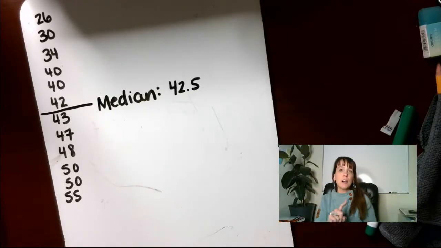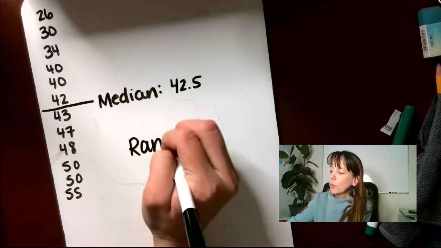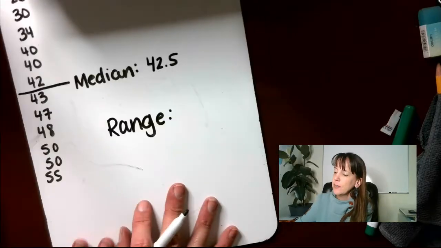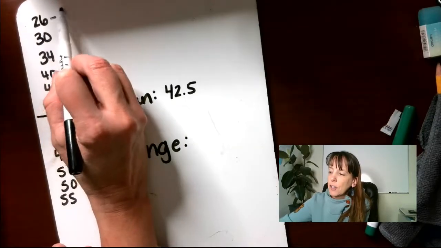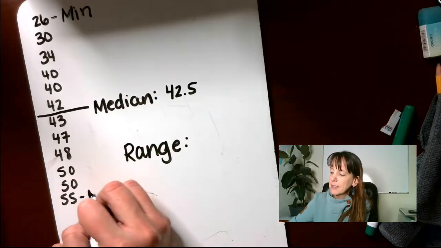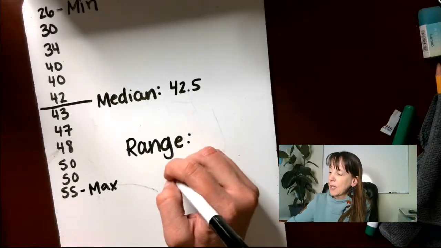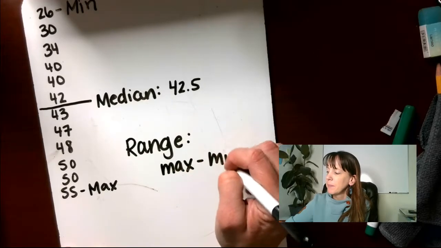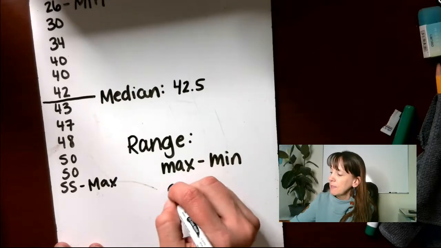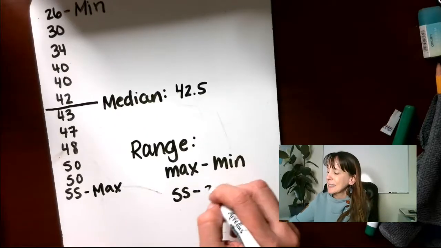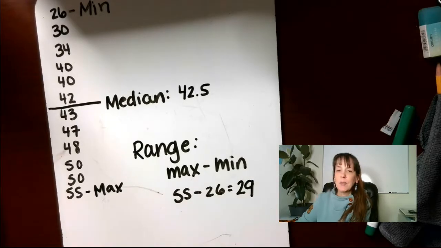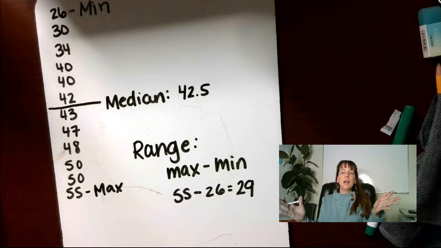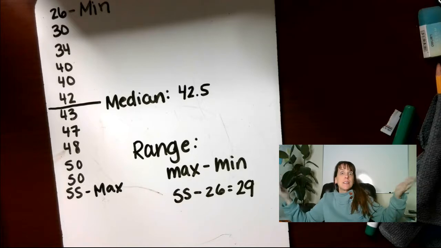The other thing that we have not talked about yet is our range. Make sure you're writing this down. Let's go back up here. When it's written in this nice, lovely order, this is our min, this is our max. Our range is found by taking max minus the minimum. So in this case, that's 55 minus 26. What is that? 29. That gives us a range of 29. That's just saying the data spans 29 units, I guess you could say.